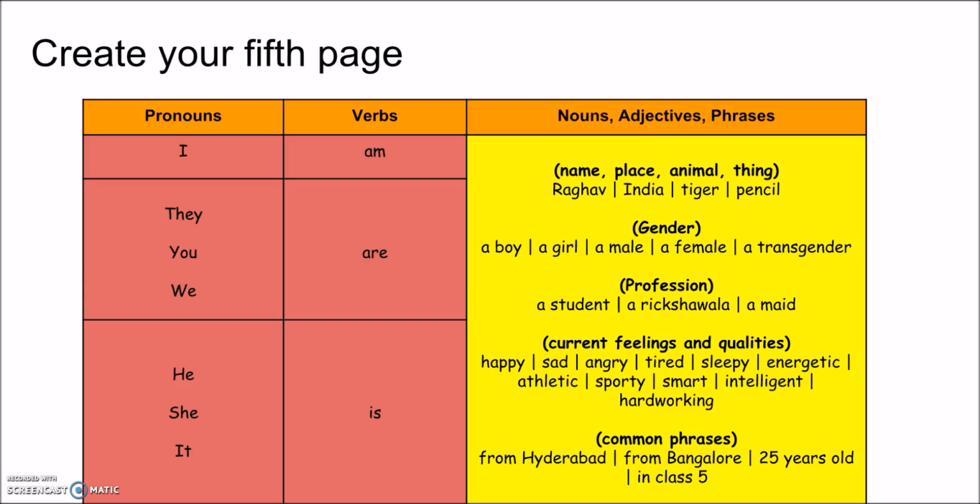Based on your student, you have to think what his requirements are, what is the background of the student, in what places he spends most of his time, what is his gender, what is his profession, what could be his current feelings and qualities, where is he from, what's his age, and then probably something else about him which fits here. What are the names, places, animals, or things which he sees around himself.